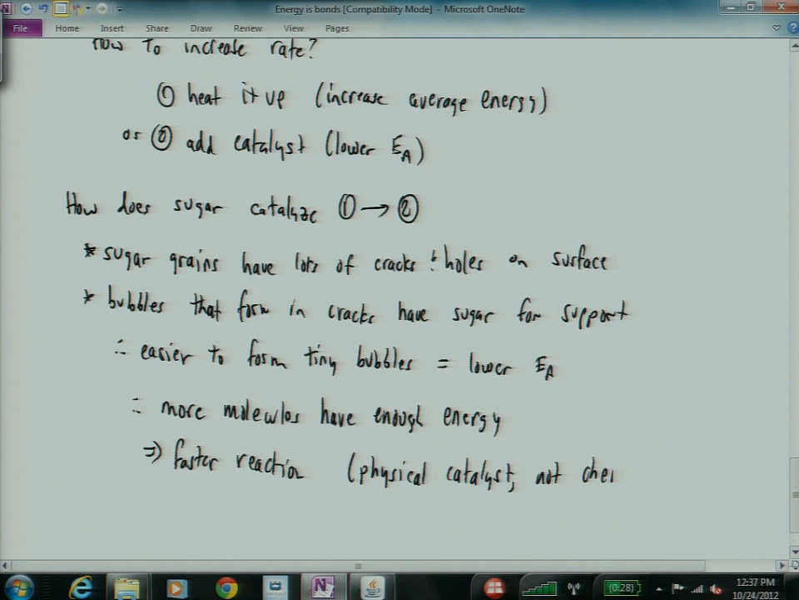All right? So what's happening is, again, those little bubbles forming get crushed, forming, get crushed, forming, get crushed. But if they happen by chance to form up against the sugar, one of those canyons and cracks and crannies in the sugar grain, then they've got some support. Like if it forms up against me, it's got me to support it, right? So it's got some extra strength. So activation energy is lower. Those little bubbles are stabilized. You get more of them, faster reaction.